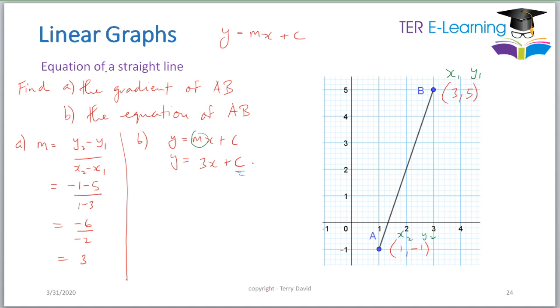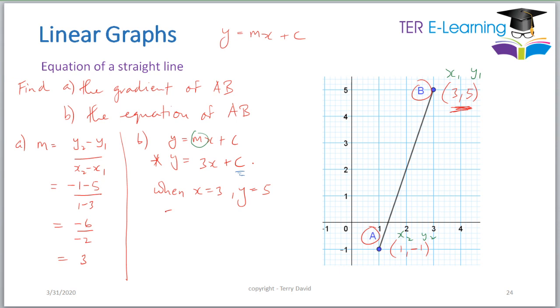In order to figure out that c, I have an option here. I can use the point A to do that, or I can use the point B. Now, I'm going to use the point B because I don't have any negative numbers there to make my life easier. So I'm going to say when x equals 3, y is equal to 5, because that's this coordinate here. The point B is 3, 5. So when x is 3, y is equal to 5.